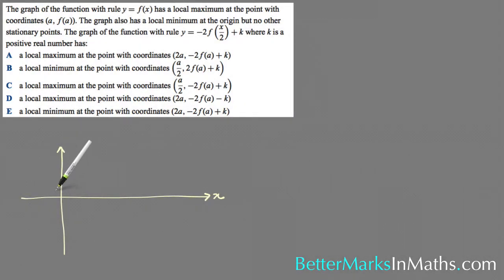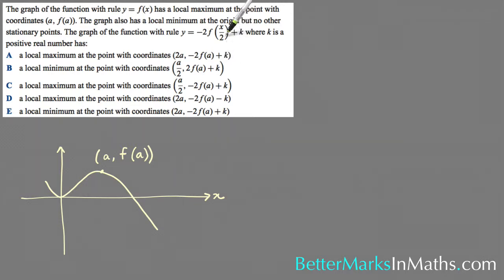So having a minimum at the origin, the graph is going to be doing something like that, and a maximum, I'll just pretend that's a maximum there. So the origin, of course, is (0, 0), and here this is going to be (a, f(a)), and that's the coordinates of the maximum. And what you are being asked to do is look at this graph and then figure out whether it has got either a maximum or minimum with certain coordinates.